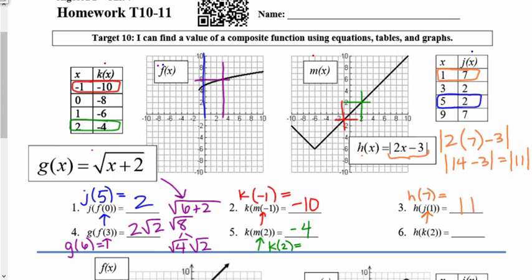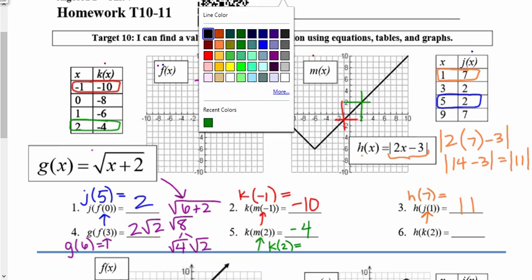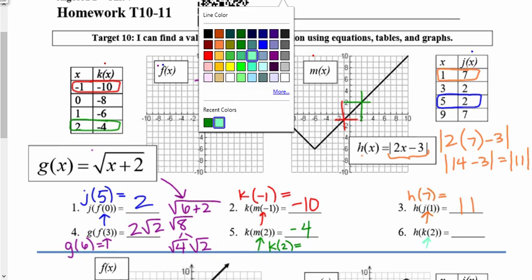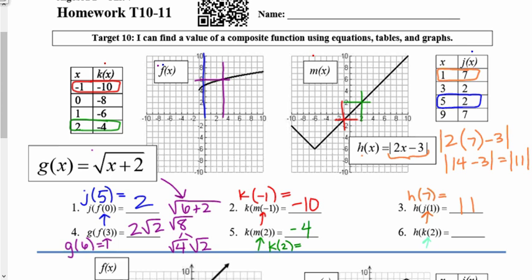All right, and finally, I'm trying to find a good color here. This blue. That is too light. I'm trying to find a color I haven't used. I guess I've used all of them. Why is this taking me so long? I'll do this teal. Maybe we can see that.